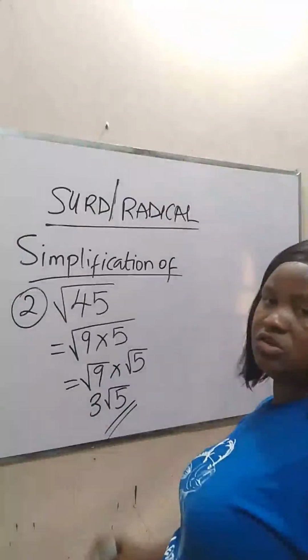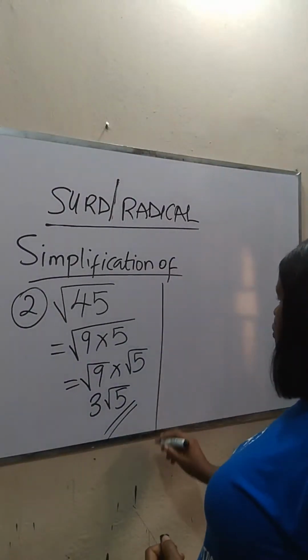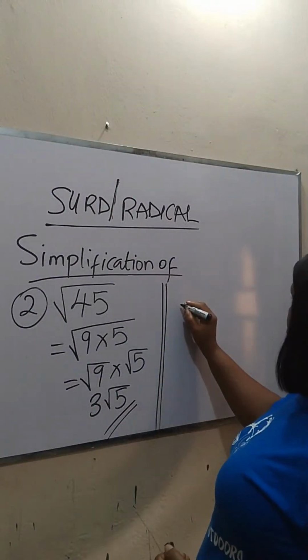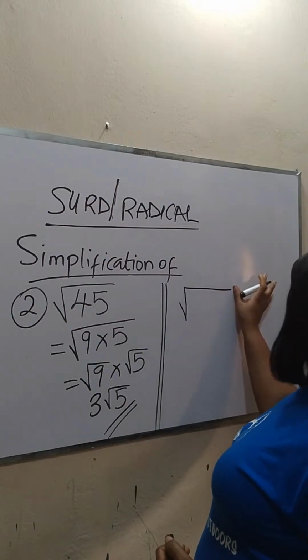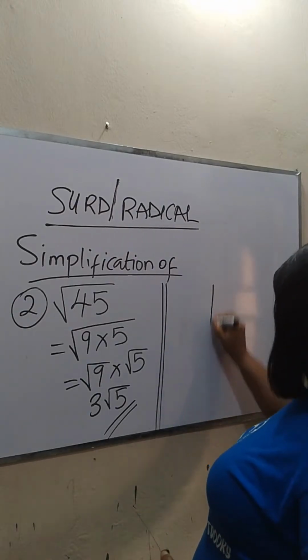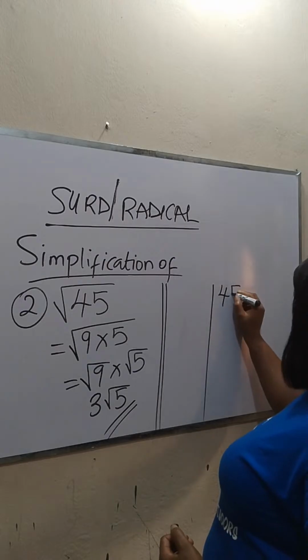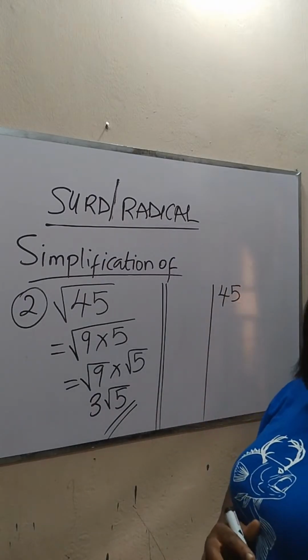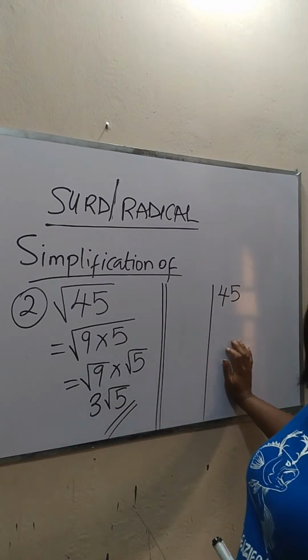That is the shortcut. Then on the long procedure, we draw a line, we write 45. Now, 45 can be divided by the smallest number that can divide it. 2 cannot divide it.